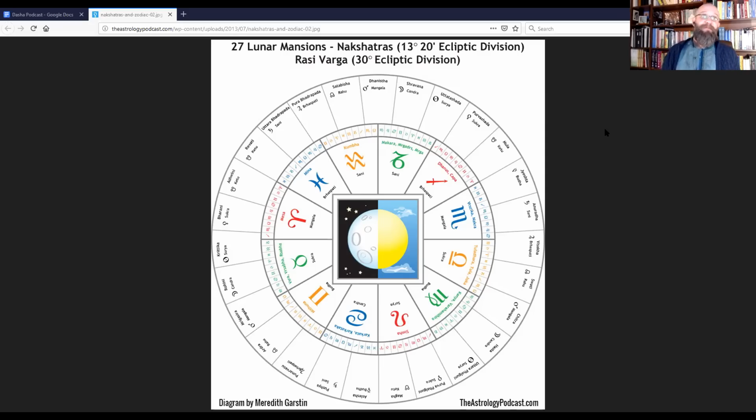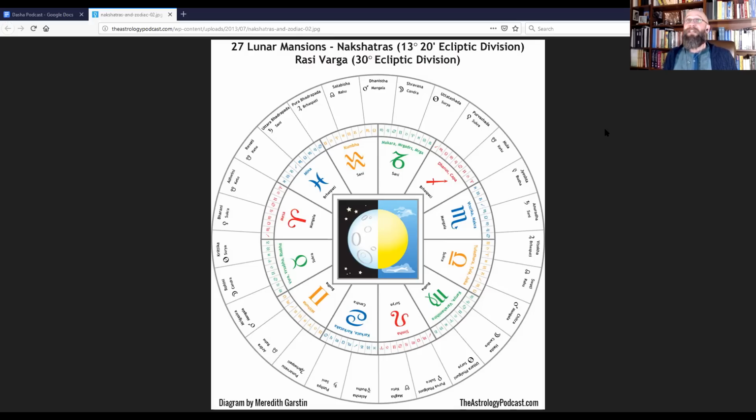If we look here, each of these nakshatras is given a different number of years. If we look at the second nakshatra in Aries, this is called Bharani. Bharani is ruled by Venus, and it's given 20 years. If we look at the next one, it's ruled by the sun, and that's given 6 years. The next one is ruled by the moon, which is given 10 years. So each of these is allotted a certain number of years.